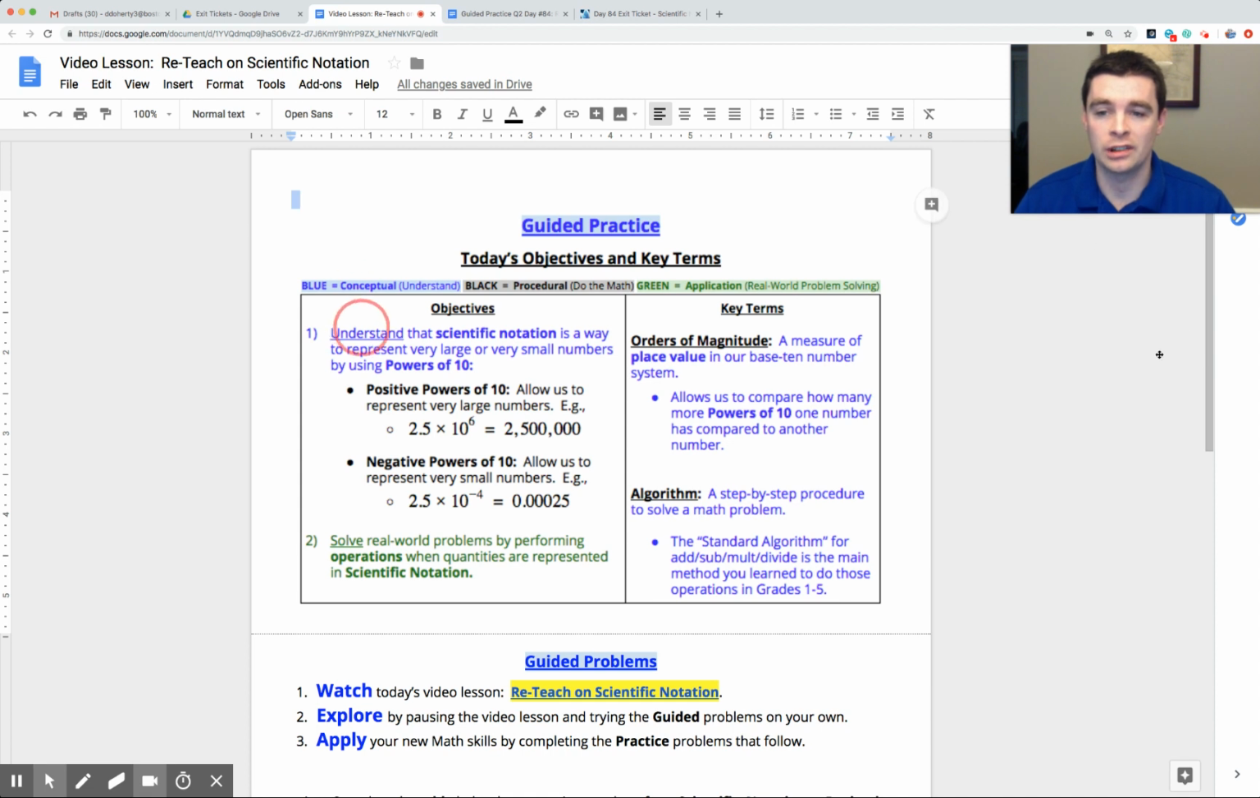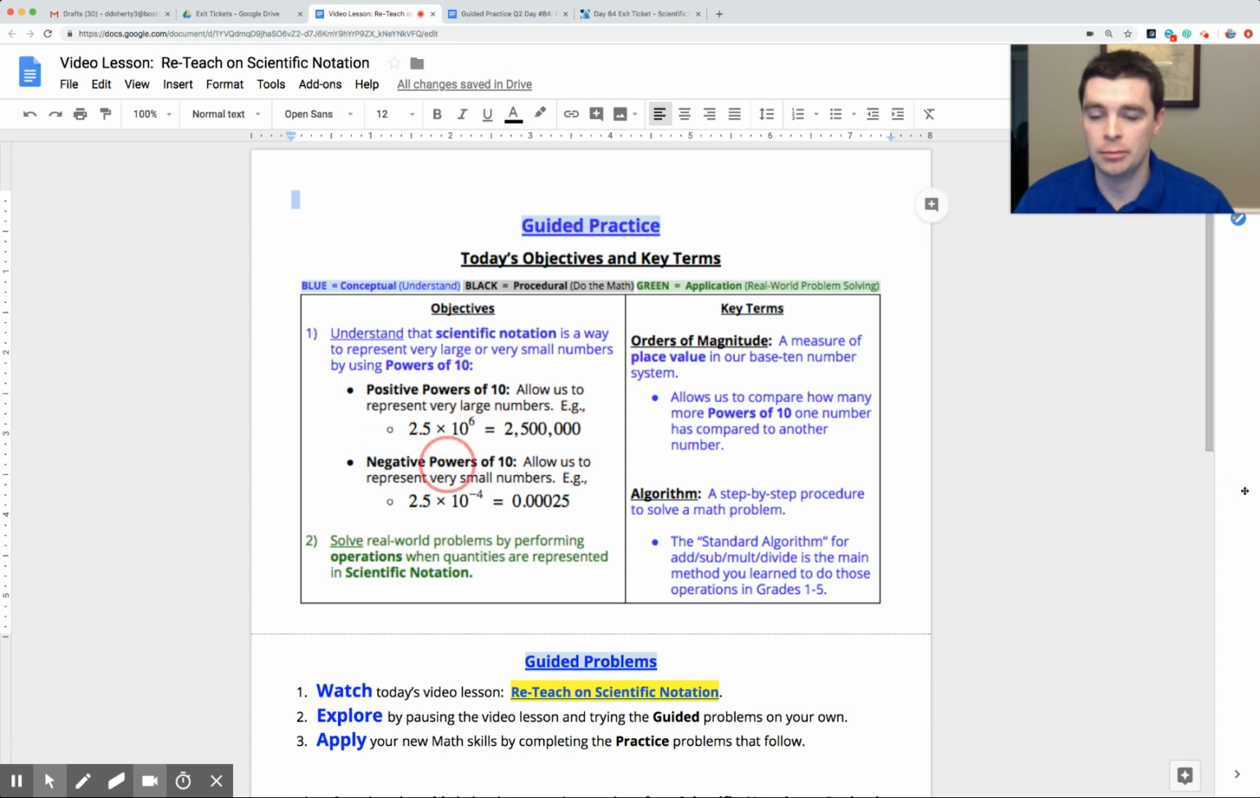The first thing is understanding scientific notation. It's just a way for us to represent really big or really small numbers by using powers of 10. And right here we see a couple examples. The positive powers of 10, when you see a positive exponent here, 10 to the power of positive 6, allow us to write really big numbers, because if you take something like 2.5 and you multiply by a bunch of 10s, you get a much larger number.